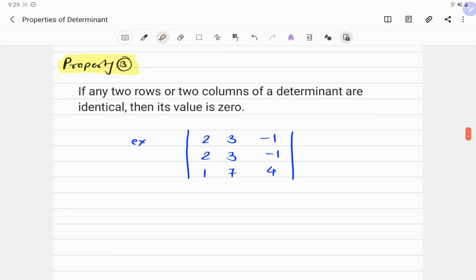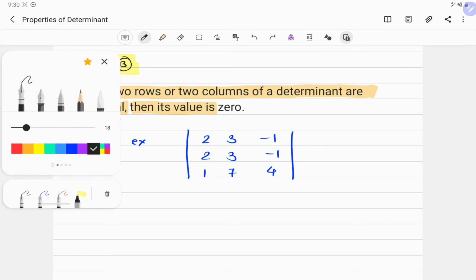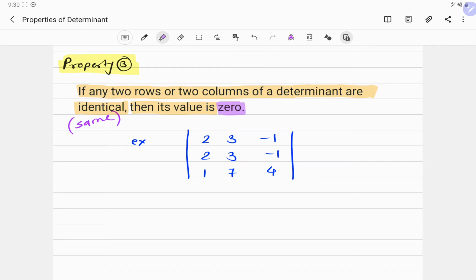So property number 3 is, if any two rows or two columns of a determinant are identical, or if you want, you can say same. If any two rows or two columns of a determinant are exactly similar, then, very interesting result, its value is 0. Now let's understand this thing with this simple example.